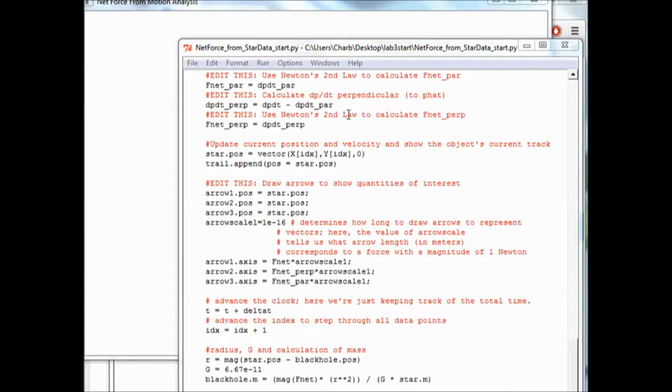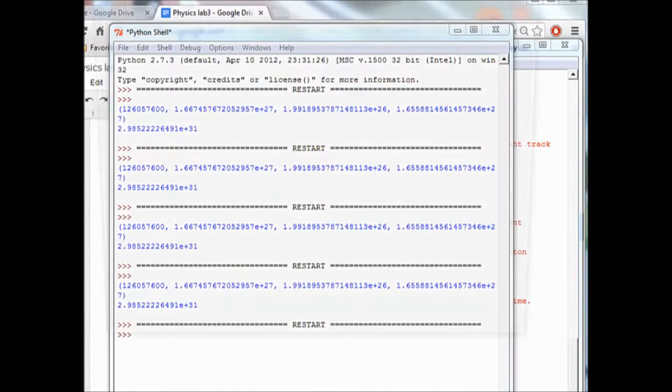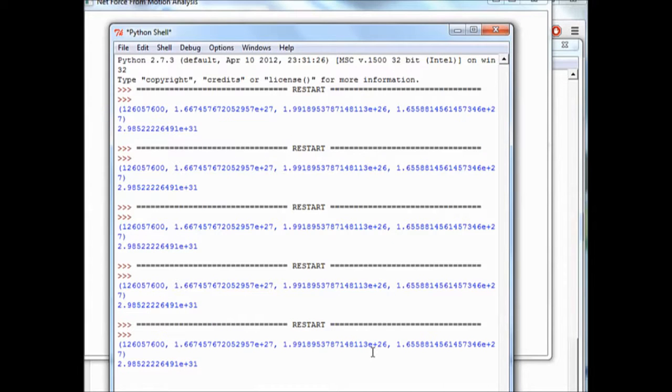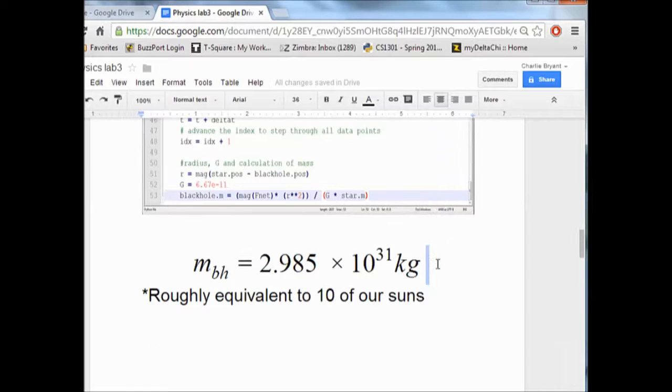I'll now run the code that simulates what we just discussed, and it'll print out the value of the mass of the black hole, which turns out to be about 2.985 times 10 to the 31st, which is roughly equivalent to 10 times the mass of our Sun.